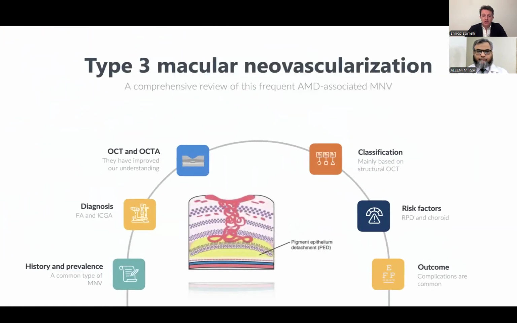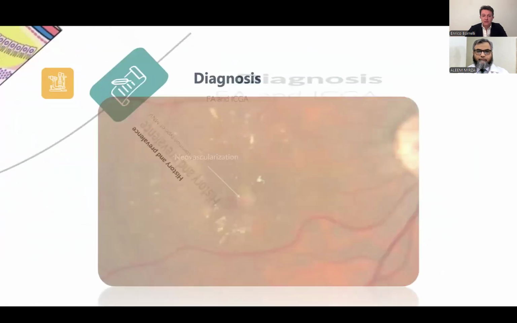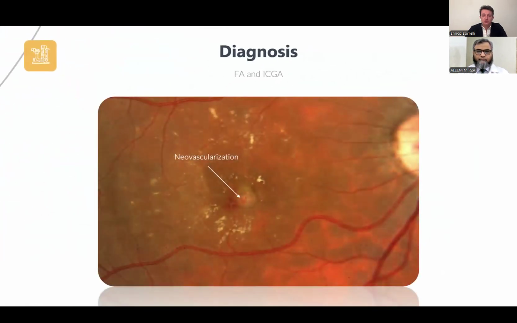When we have a patient with neovascular AMD, it's always important to make a diagnosis of type 3 macular neovascularization. Using fundus photography, usually we are able to see the neovascularization with associated hemorrhage, some exudates, a PED, a pigment epithelium detachment.